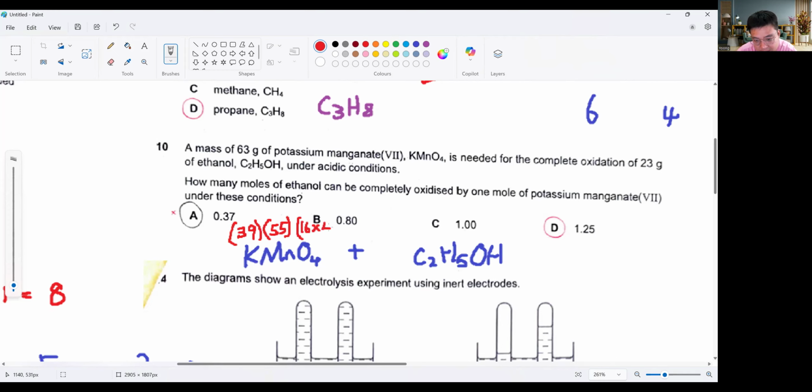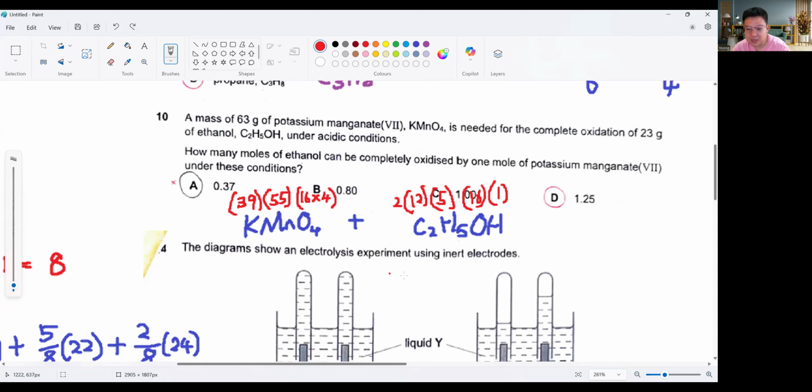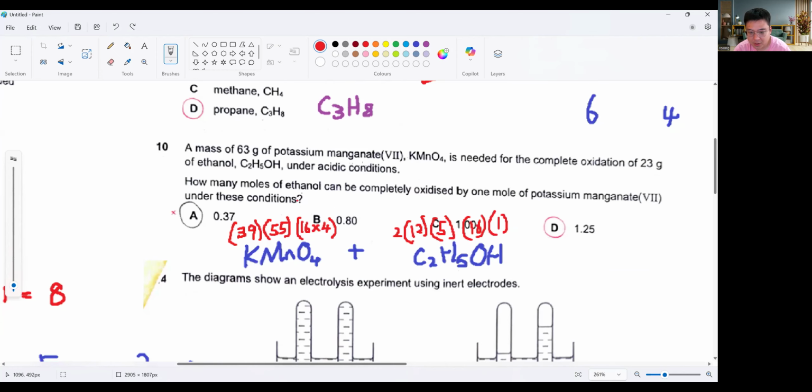But remember, must times 4 because there's a 4 here. Carbon, y'all should memorize this by now, is 12, but there's 2 of it, so we times 2. H is 1, and 5 times 1 is 5, so I'm just going to write 5. Oxygen is 16. Hydrogen is another 1 here. So let's use the calculator. I'm sorry if it's a bit messy, but I'm just going to squeeze it here.